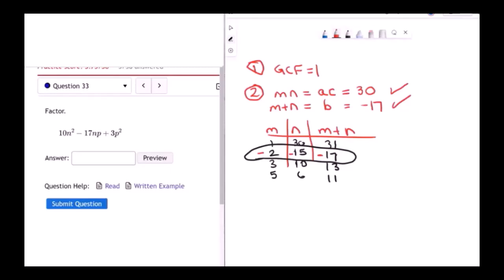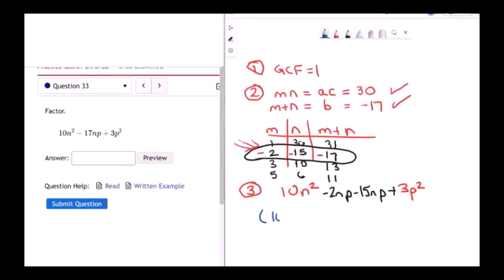Third step. I write my first term. I write my last term. And I separate my negative 17 np into these two values. Minus 2 np minus 15 np. And then I have plus 3p squared. Now I have to factor by grouping.